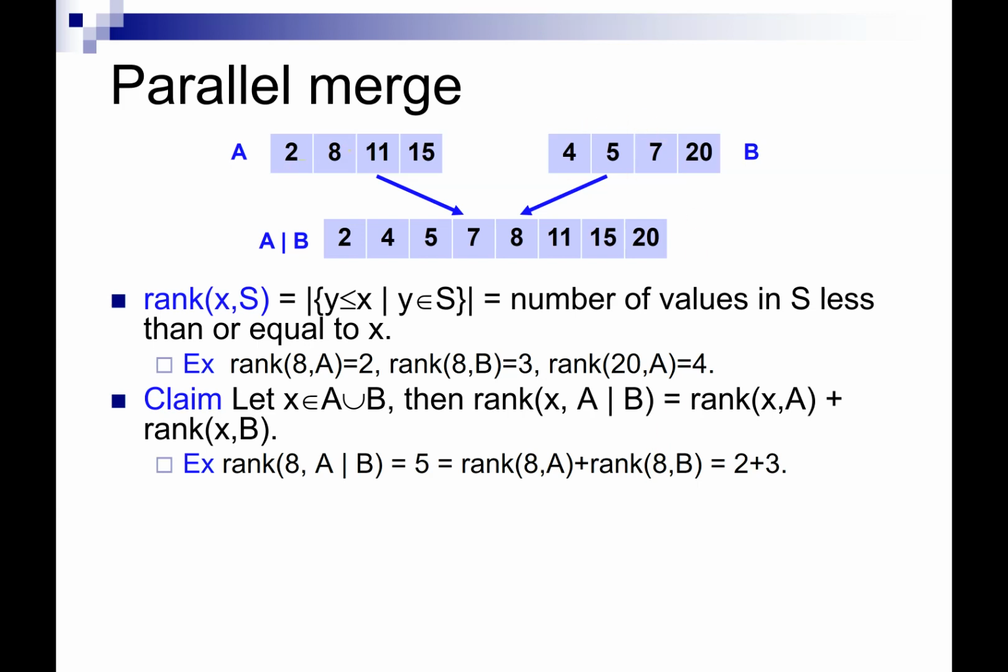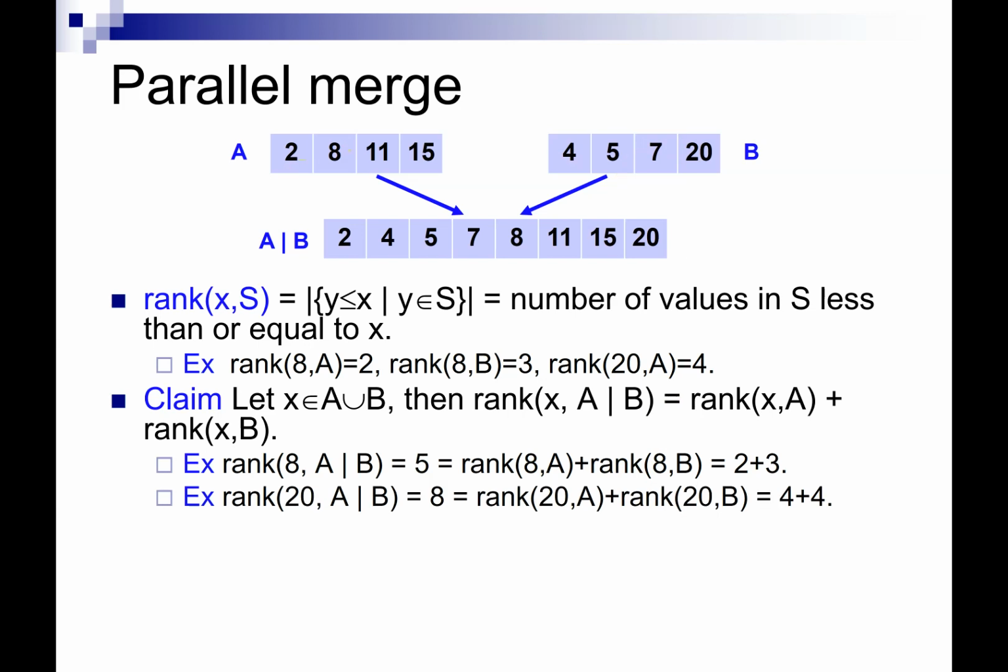Likewise, if you do the rank of 20, the rank of 20 is going to be 8, because 20 is the 8th value in this overall sorted list. This is equal to the rank of 20 in A, which is 4, plus the rank of 20 in B, which is also 4.